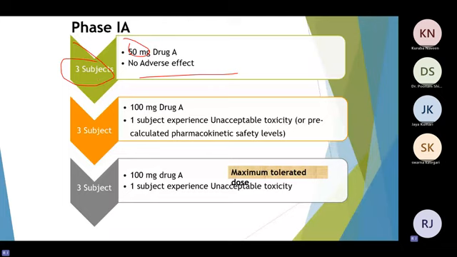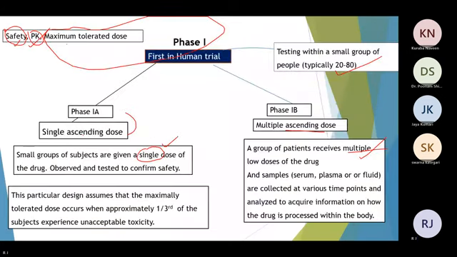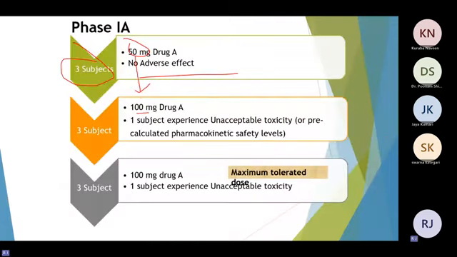Again, three more subjects are recruited, and we have increased the drug. That's why it is ascending. You see the word ascending is coming, right? We are increasing the drug here. Now we have seen that one subject is having unacceptable toxicity. So one out of three, it means one third, right? Now it is one third. So again, we will require a further three subjects, and we'll give the same drug, and again we'll see whether it's having unacceptable toxicity or not.